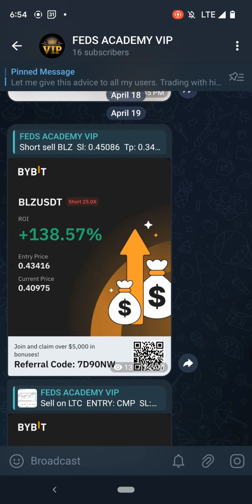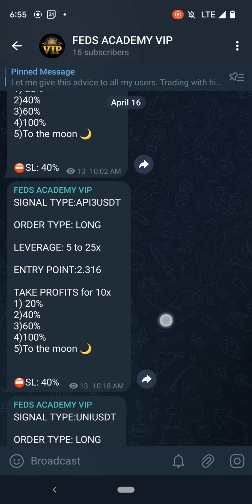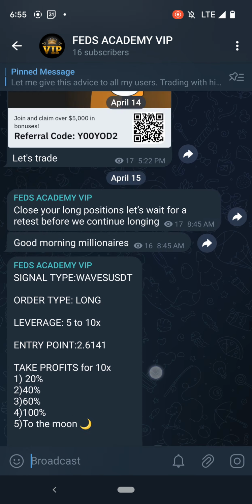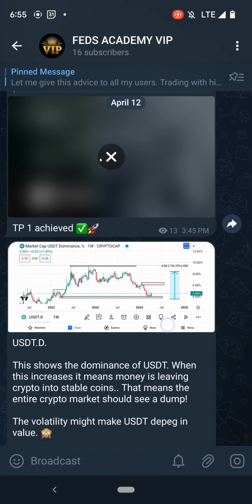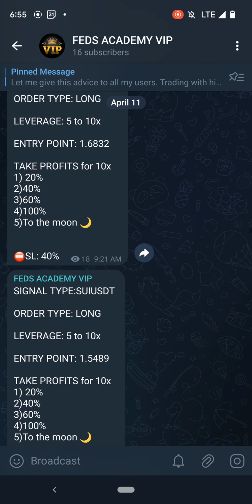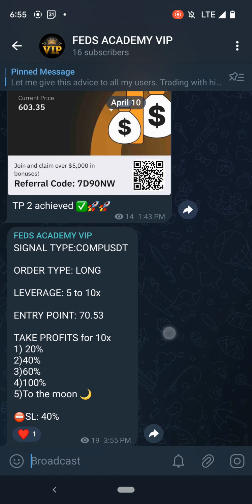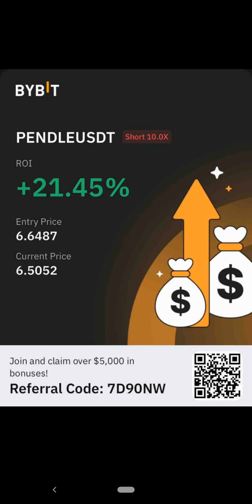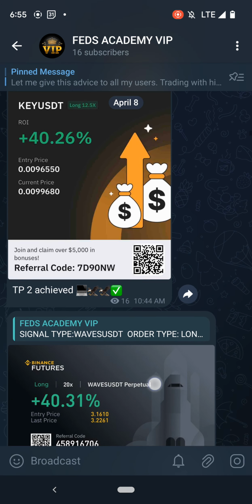Let me look for short signals. I want to apply signals on short. We have done that of long. We have been going long all this while because of the bull run. I think the bull run has been causing us to go long all the time.